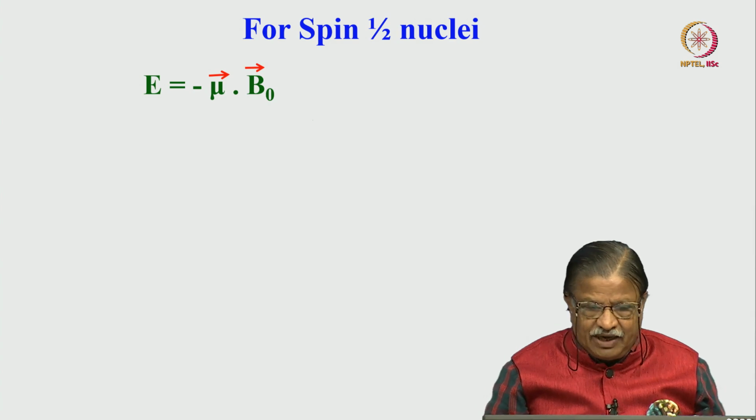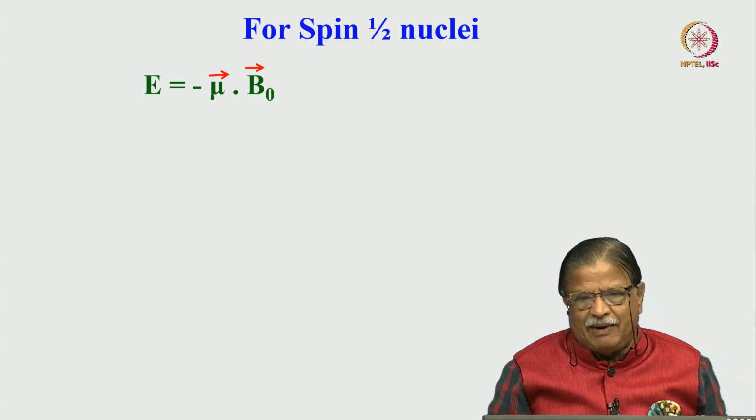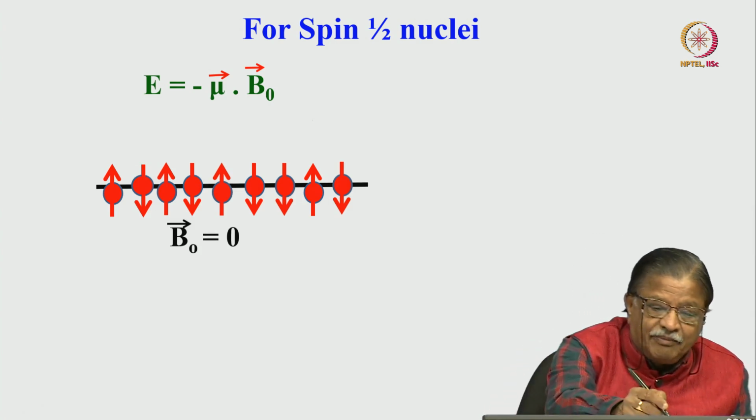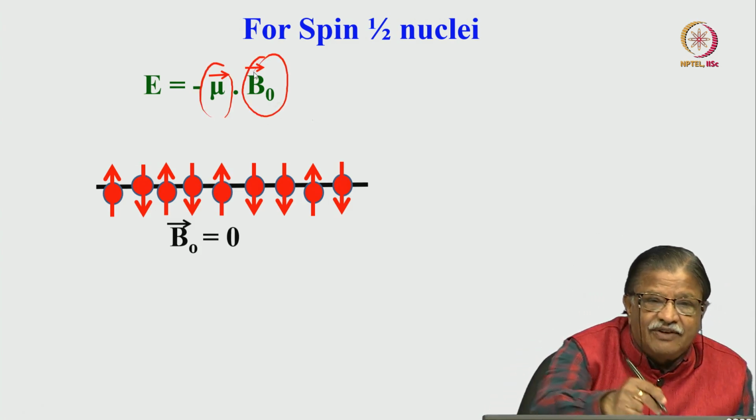Now, for spin half nuclei, we can work out by simple mathematics: E equal to minus mu dot B naught, where mu is the magnetic moment and B naught is the static magnetic field.